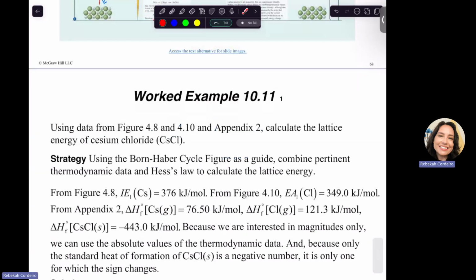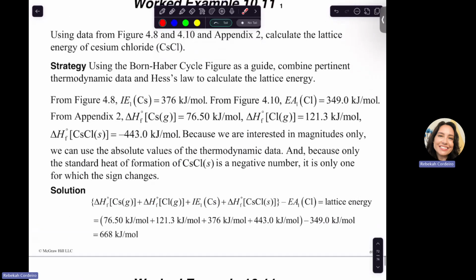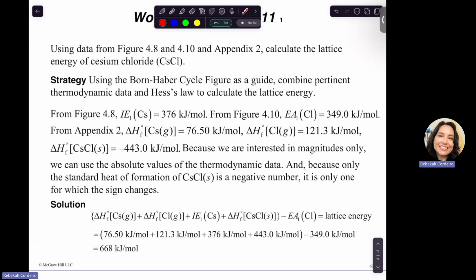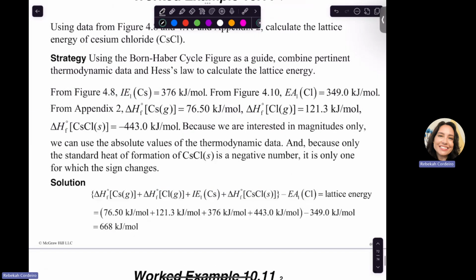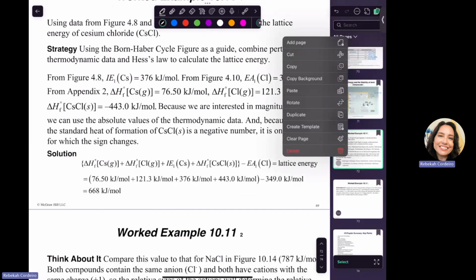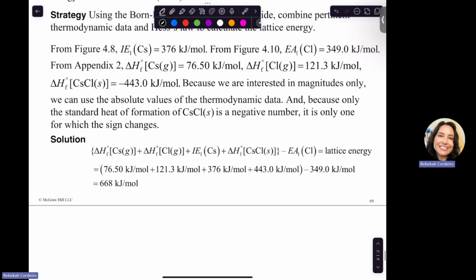Okay, so hopefully you gave it a try. So we're going to take the enthalpy of formation of the cesium gas. So let's start with step 1. I don't know why they don't just start with step 1. Let's start with step 1.